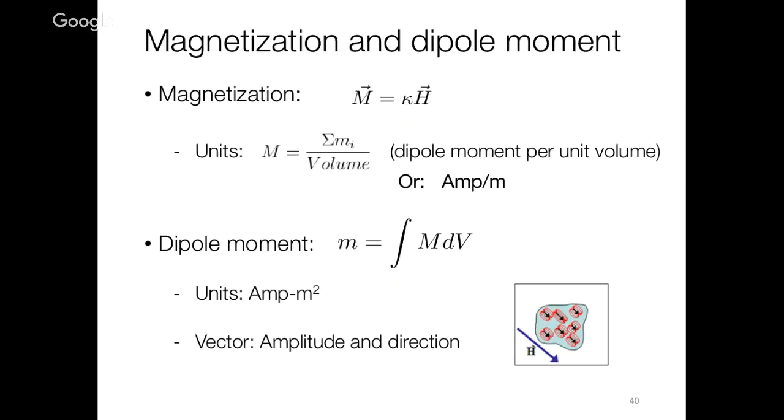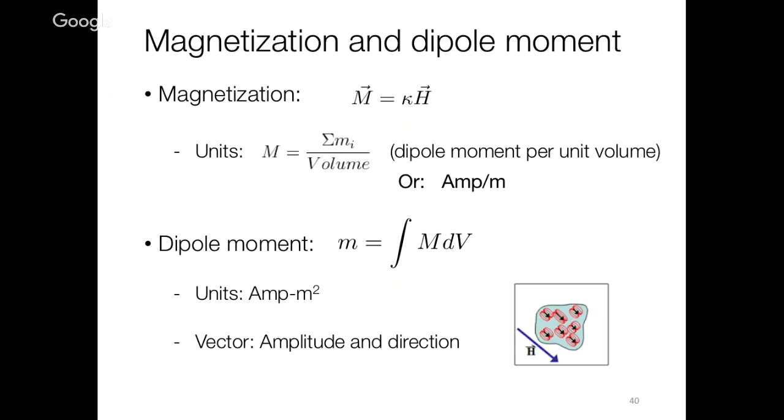So here's what I just talked about. We have material that's susceptible, then the magnetization is going to be given by this. And that magnetization is the dipole moment per unit volume. Or you could break that out, it has units of amps per meter.